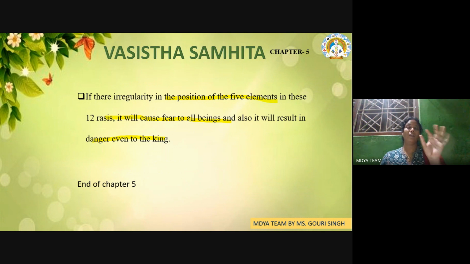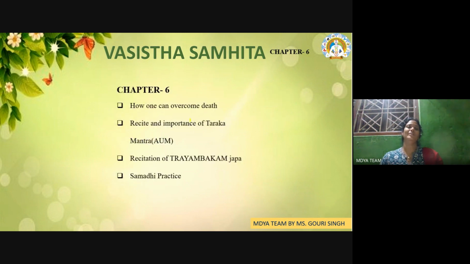If we see it this way, through dhyana yoga one is able to know the time of death. Or through the breathing pattern also, one is able to know the time of death. Okay, then what is the precaution? If you know your time of death, then what you need to do is discussed in chapter 6. How one can overcome death: the importance of the Tarak mantra, recitation of the Tryambakam japa and Sambhadi practice.